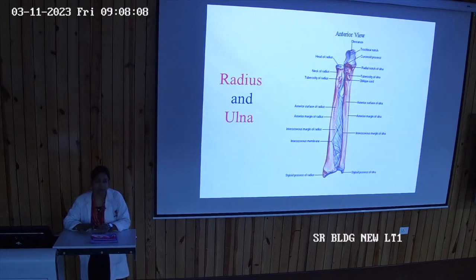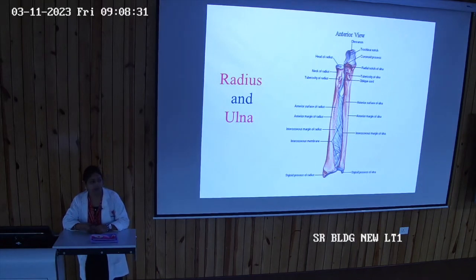There are two important examples of pivot joint. One is radioulnar joint, superior and inferior. Another is atlantoaxial joint. And another example of pivot joint is atlantoaxial joint. So type of joint, it is pivot type.